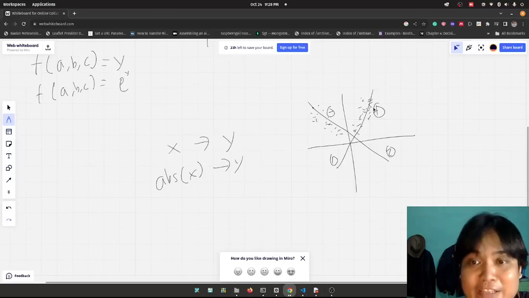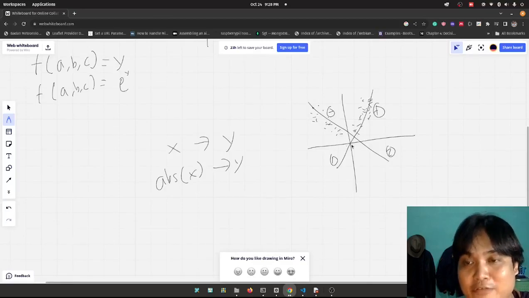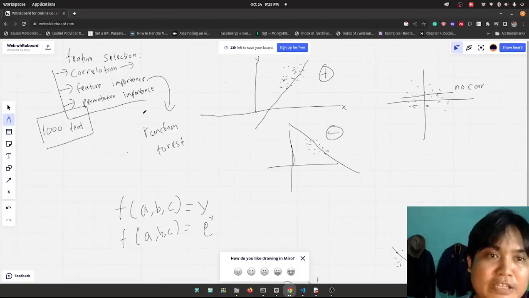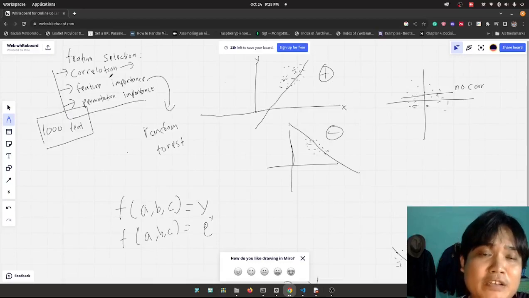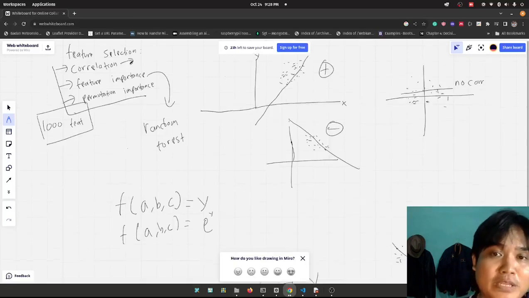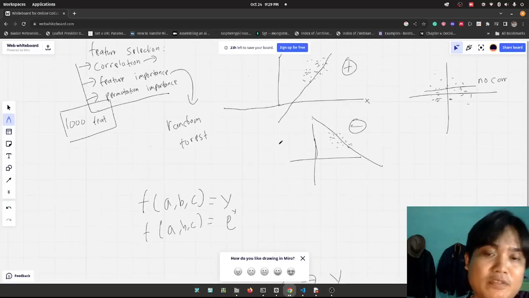Their relationship, when we determine it using correlation, will be equal or near zero. And that's why we cannot always use correlation for real world datasets, because real world datasets are so complex. And I think that's all for the theory.